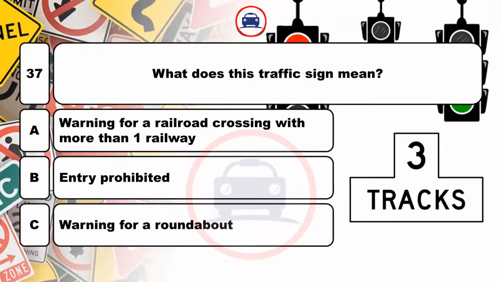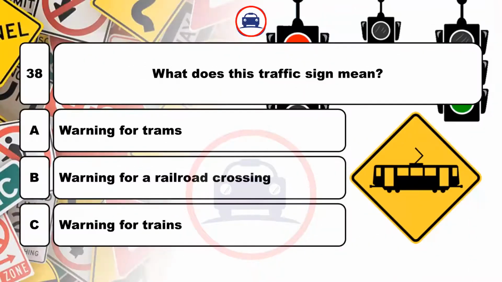What does this traffic sign mean? A. Warning for a railroad crossing with more than one railway. B. Entry prohibited. C. Warning for a roundabout. Correct answer A. Warning for a railroad crossing with more than one railway.